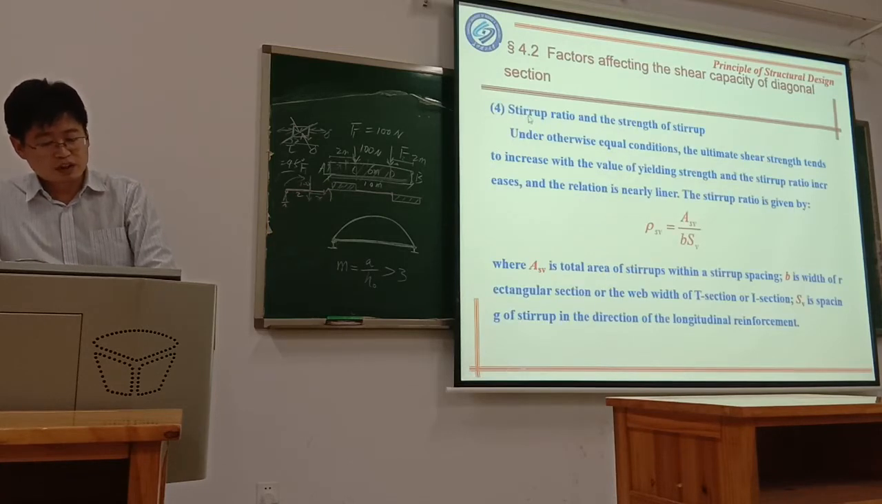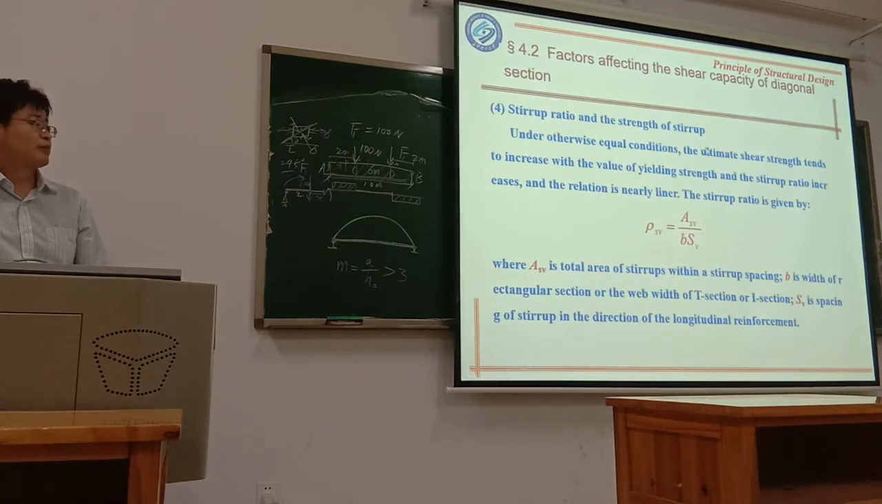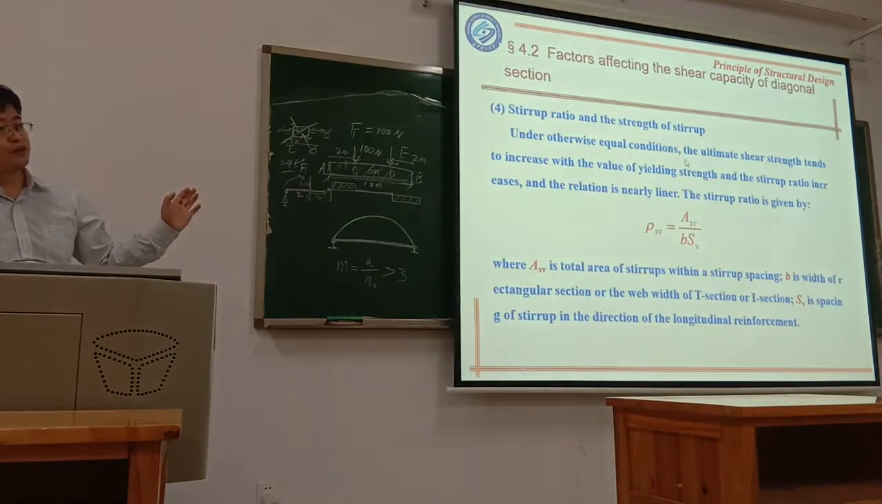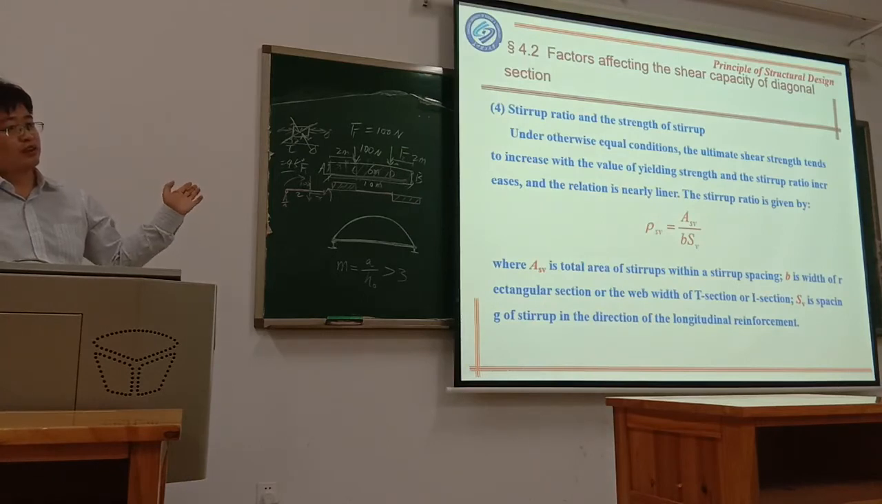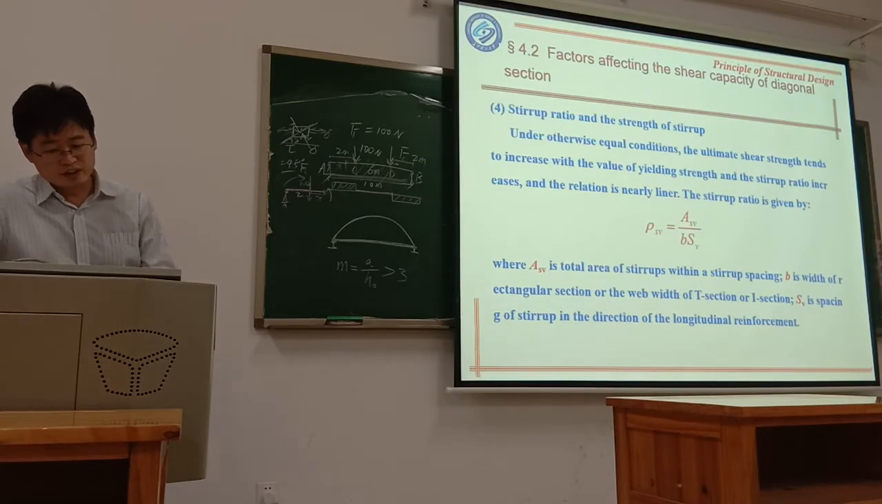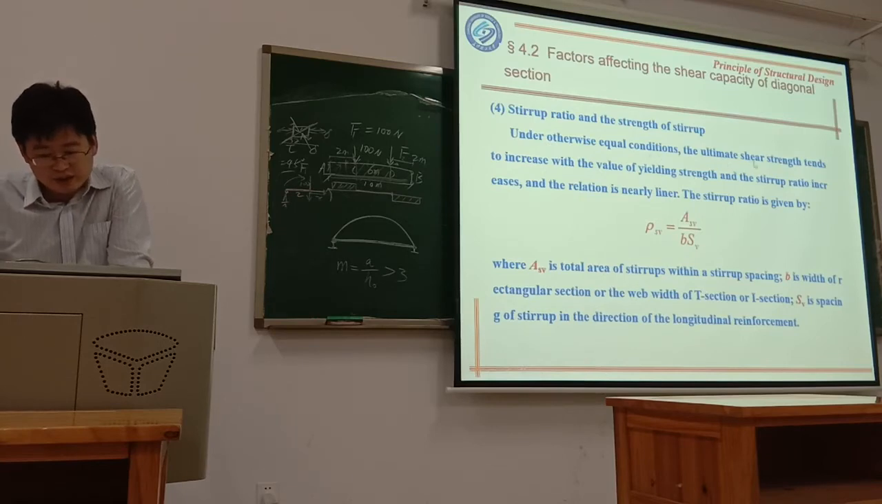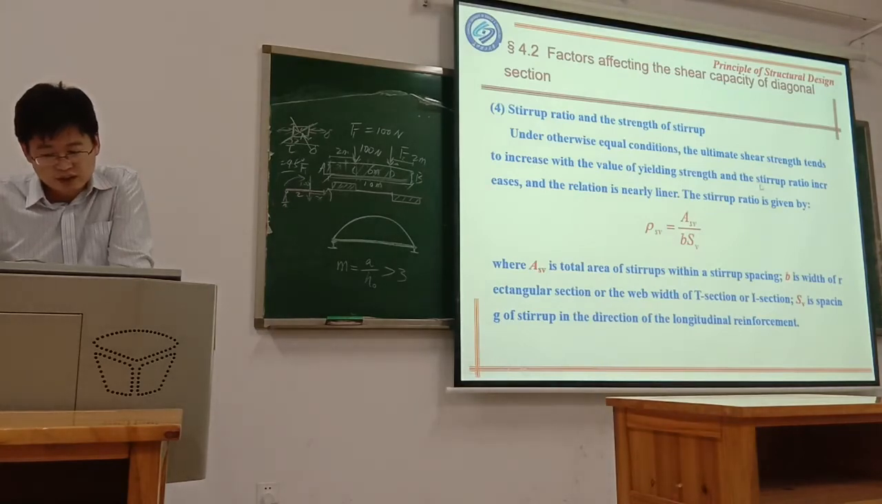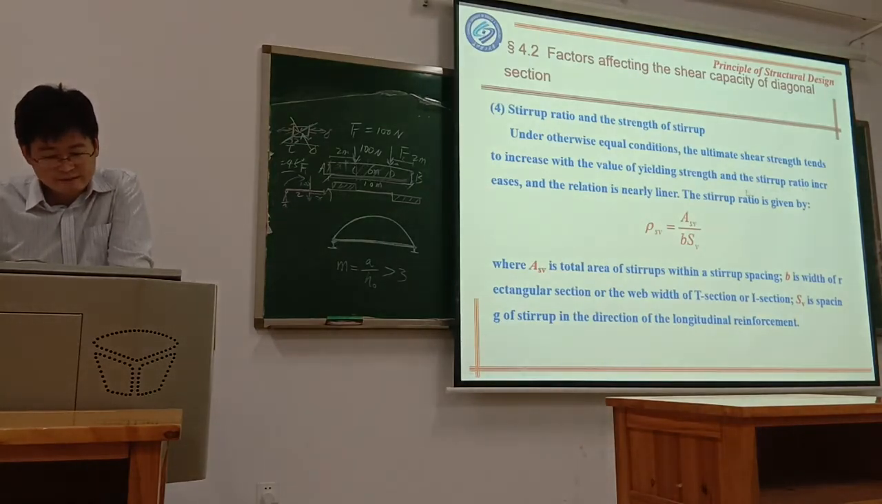So the stirrup ratio and the strength of the stirrup, we have called this the stirrup, have a very good function to improve the capacity to resist the shear force. The ultimate shear strength tends to increase with the value of the yielding strength and the stirrup ratio. And the relation is nearly linear. The stirrup ratio is given by this.